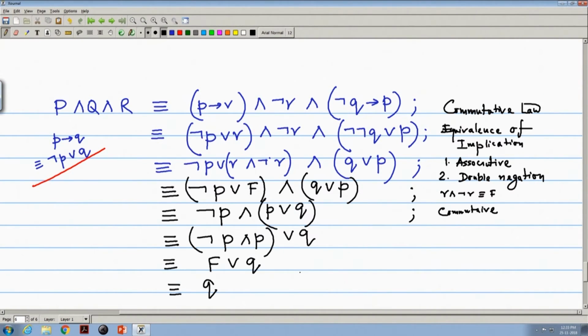So, our P, Q, R connected with conjunction implies small q, that is, it is valid, it is valid.